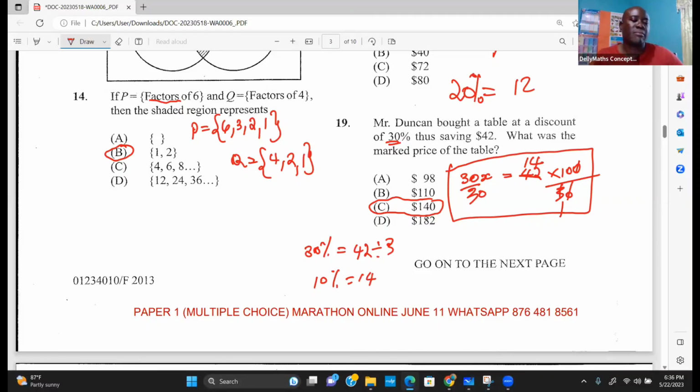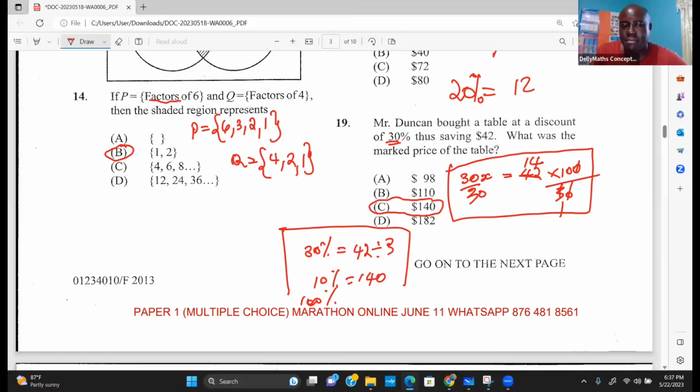Now here's the deal. If 10% is 14, then for 100% you put back the 0. I'm just saying, this is how you can flow. You understand? So the moment you have 10, you can go to 100 by putting a 0 at the back. And if you have 100 and you want to go to 10, you take off the 0. So you can manipulate this math to go anywhere you want to go.